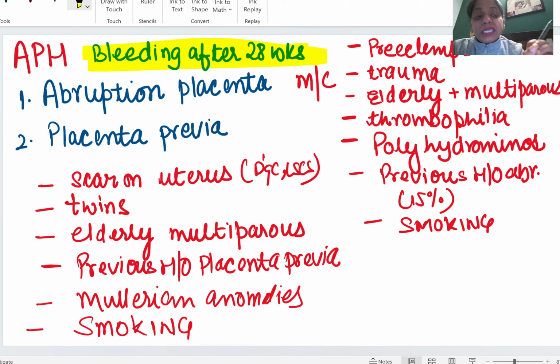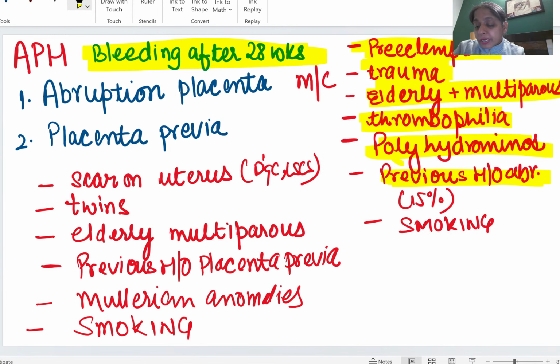And what are the factors which tear the spiral arteries? Preeclampsia. We studied that there is vasospasm in preeclampsia, so that vasospasm will tear the spiral artery. Trauma. Elderly and multiparous lady. Thrombophilia disorders will also tear the spiral artery if thrombophilia is present. Anything which over distends the uterus, like polyhydramnios. Then previous history of abruption is the most important, present in 15% of the cases. Then smoking.